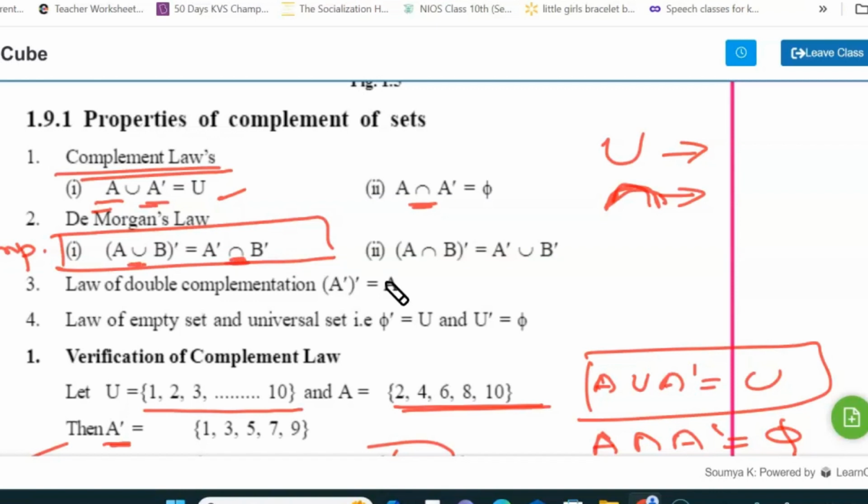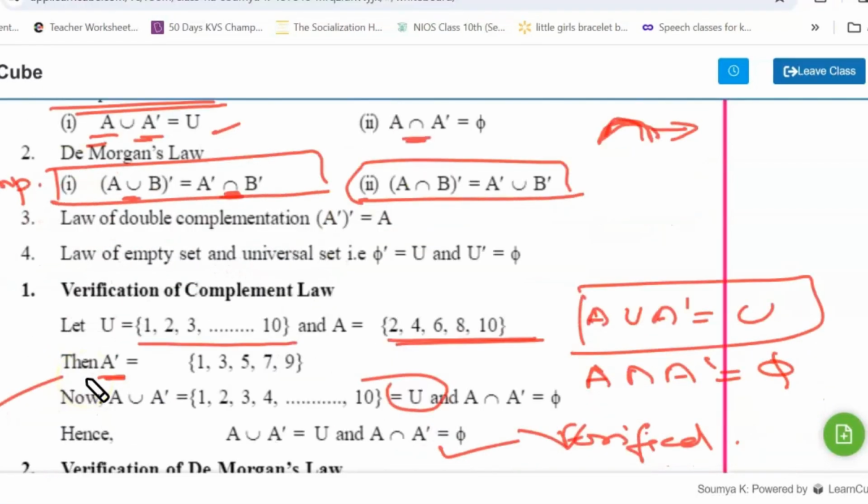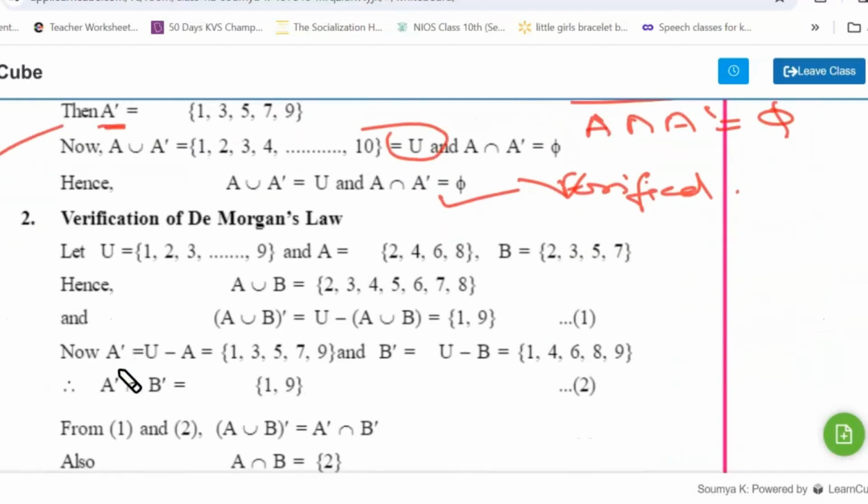Then another law states that if both the intersections are taken and its complement is done, it gives the union of the complements. Let's check the De Morgan's law. First one is union. So we are taking elements from 1 to 9 in the universal set. Then A has elements 2, 4, 6, 8, even numbers, and B has 2, 3, 5 and 7, prime numbers. So these are the two sets.